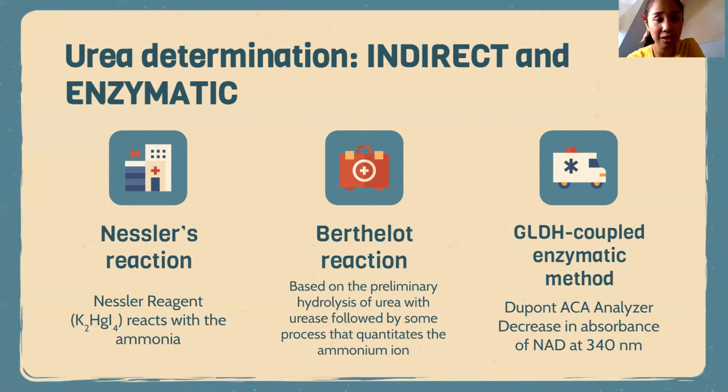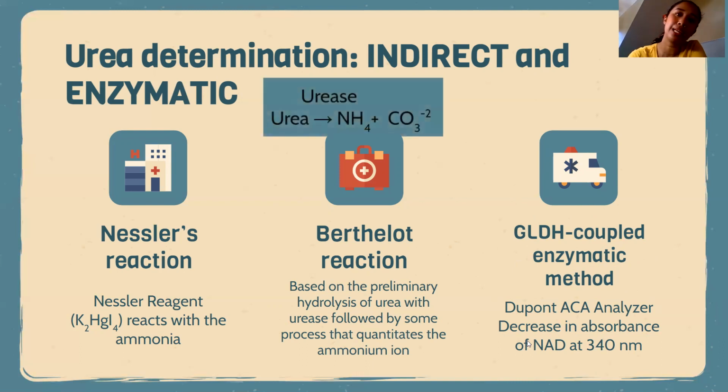Here we use urease, hydrolysis of urea with urease followed by some process that quantitates the ammonium ion. I'll show you the equation later on. We also have the glutamate dehydrogenase coupled enzymatic reaction, where we utilize urease and glutamate dehydrogenase. Class, if you see a DuPont ECA analyzer, the principle of that machine is a coupled enzyme reaction, urease plus glutamate dehydrogenase. The decrease in absorbance measures the product NAD at 340 nanometers.